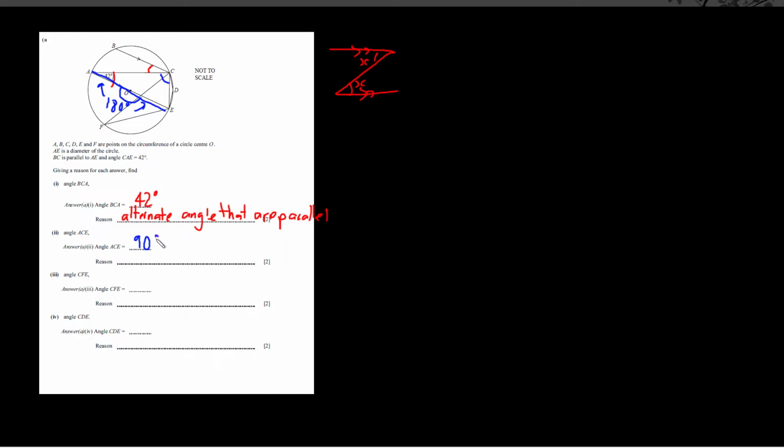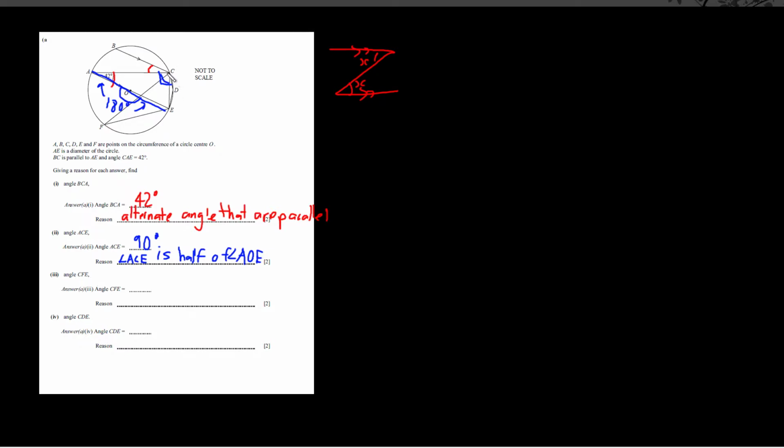90 degrees because of your arrow rule. Alright, it's passing through center O. Then the reason would be angle ACE is half of AOE.